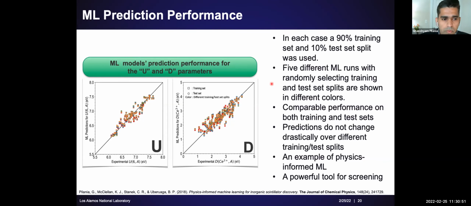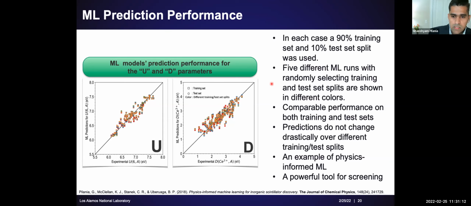And you see that there is a comparable performance on both training and test sets. That means we are not really overfitting. Predictions also don't change drastically with small fluctuations in the training data set. That means our model is robust against small fluctuations in the training data.